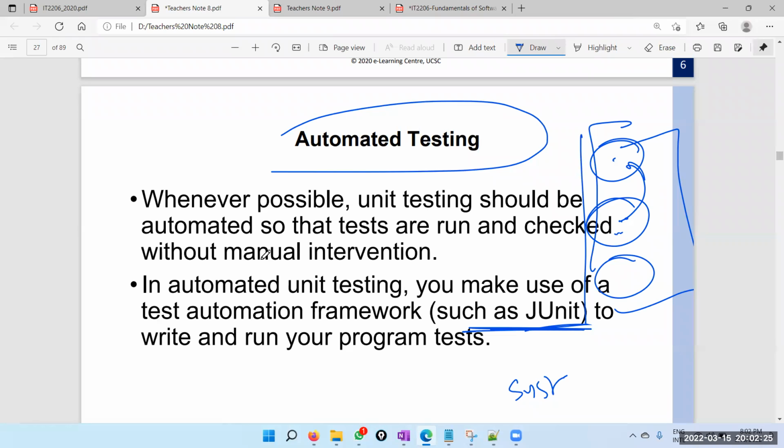So we can automate the building of our system, which includes running the unit testing, and sometimes that full build takes more than 1 hour.